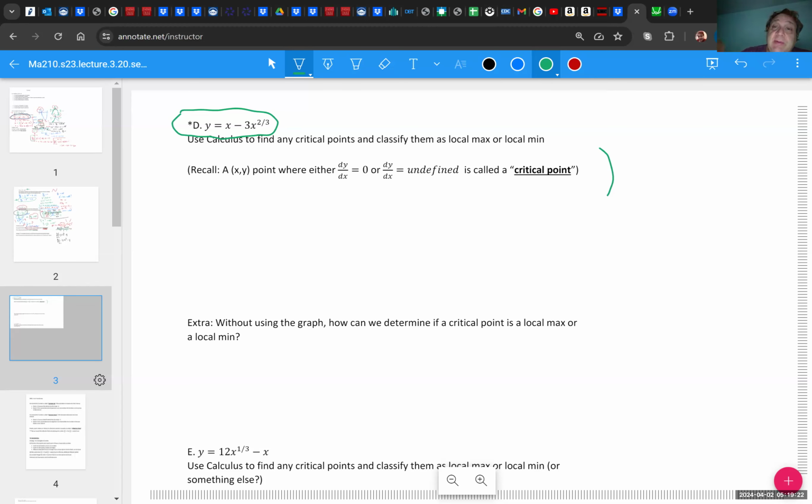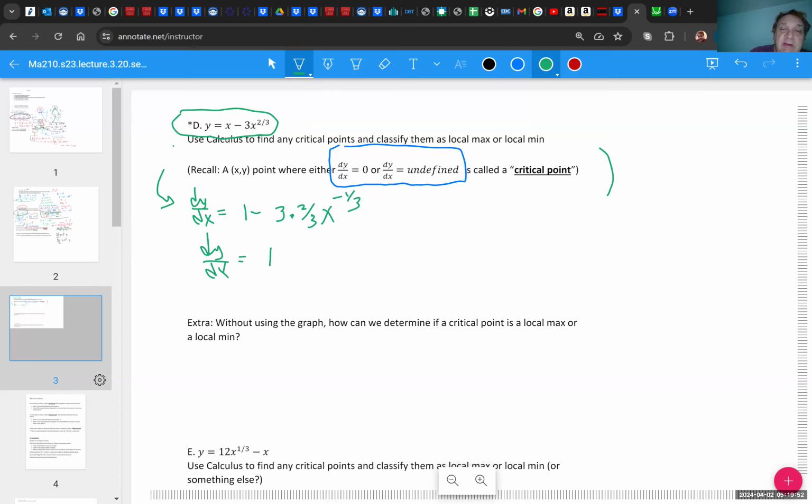So we're first going to start off just by applying the definition. We need to find out when the derivative is equal to zero or when the derivative is undefined. Well, that requires us finding the derivative. So I'll go ahead and find the derivative of this example D here. I'm not going to go through all of the steps. The derivative, according to our shortcut rules, is 1 minus 2 over x to the 1/3. I wrote the negative exponent in the denominator, so it might be a little easier to see.